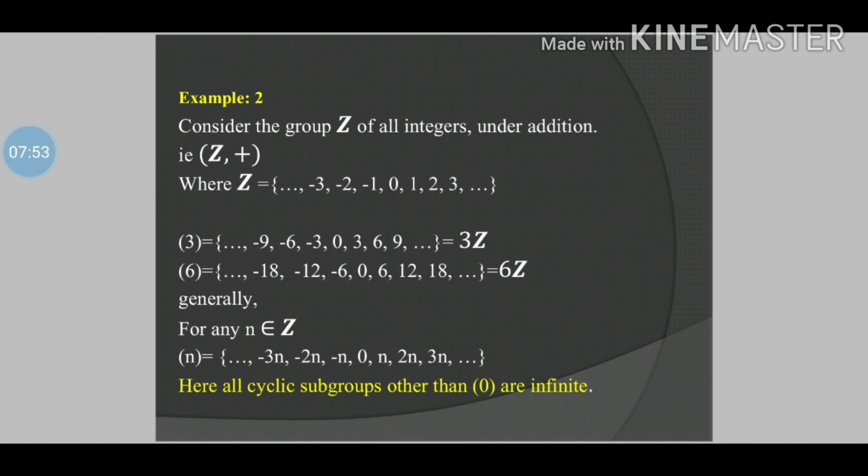Generally, we can say if we take any integer n belonging to Z, then cyclic n is equal to the set {..., -3n, -2n, -n, 0, n, 2n, 3n, ...}, which is a cyclic subgroup. Here all the cyclic subgroups are of infinite order, which contain an infinite number of elements, but only one subgroup, that is cyclic 0, is finite. Which means if we consider an infinite group, we get a cyclic subgroup of infinite order.